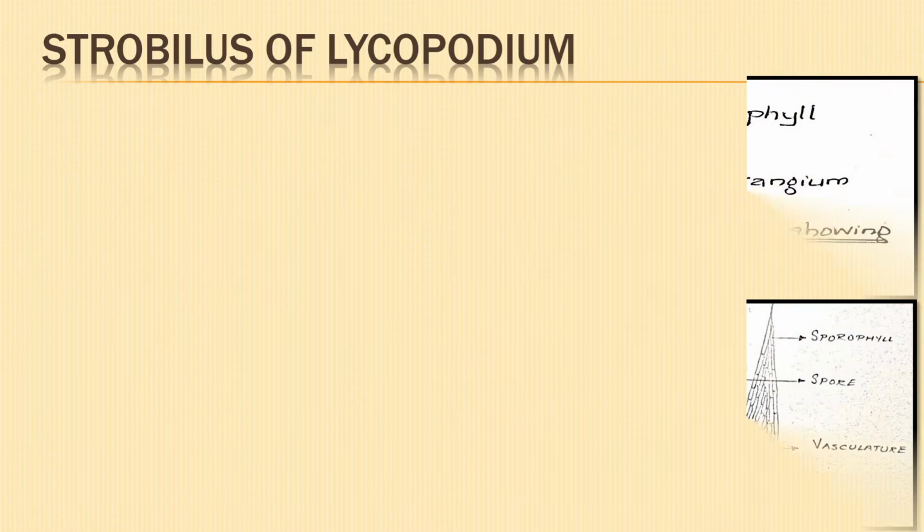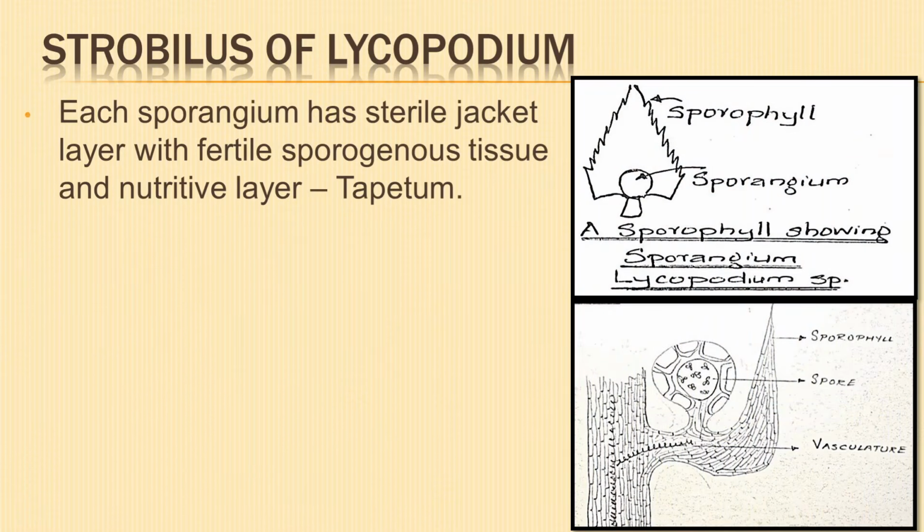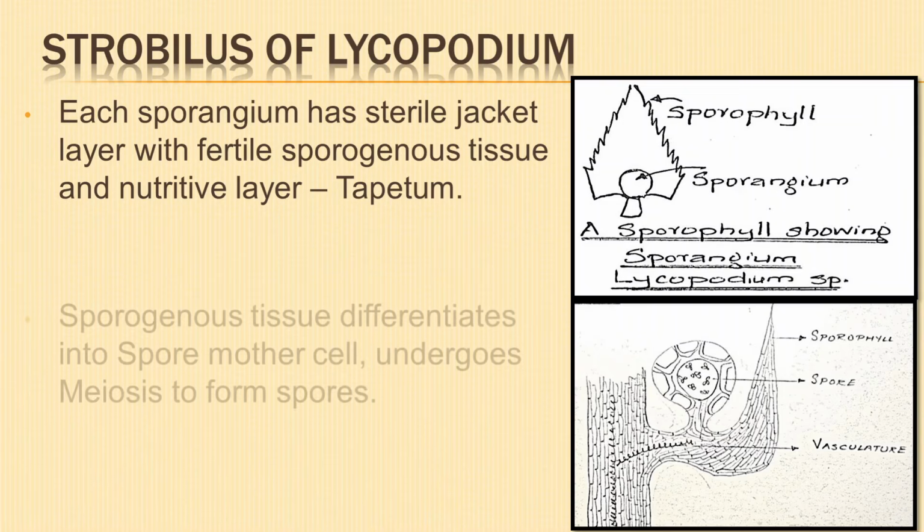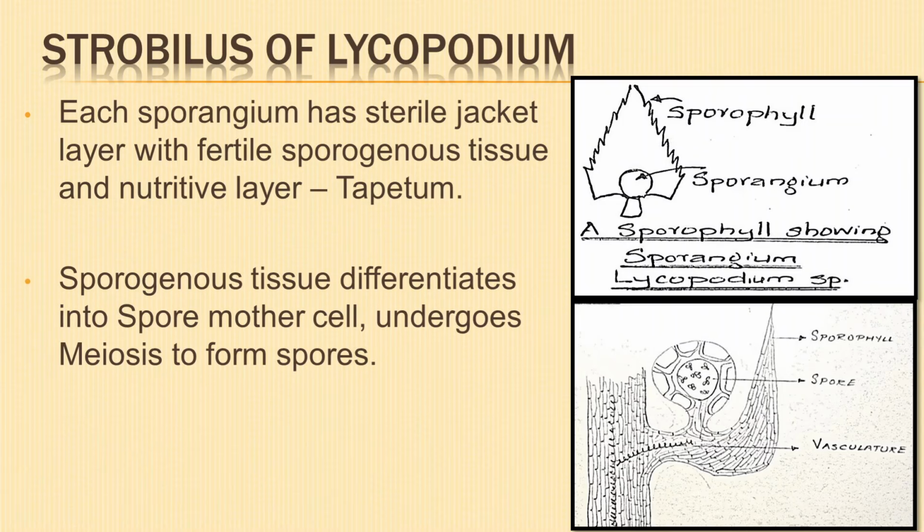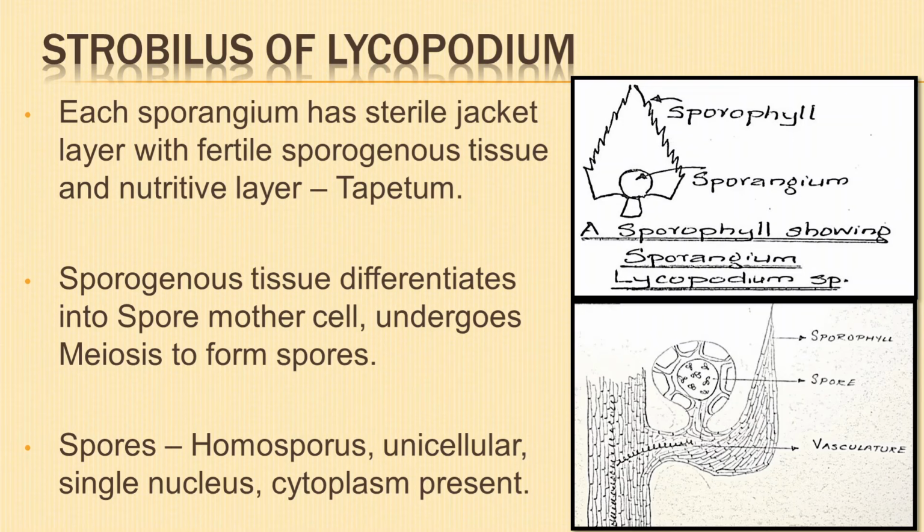Each sporangium is provided with a sterile jacket layer. Within the jacket layer is the fertile sporogenous tissue provided with a nutritive layer known as tapetum. The sporogenous tissue differentiates into spore mother cell, which undergoes reduction division to form spore tetrad. The spores are similar and hence known as homosporous.